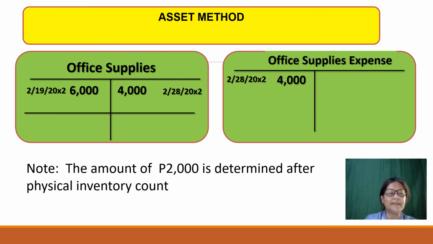So we have to get the difference between the debit of 6,000 pesos and the 4,000 credit in the T account office supplies. So what did you get? Yes, very good, 2,000 pesos. And under the given problem, the amount of 2,000 is determined to be unused. So this is the balance as of February 28, 20X2. As simple as that. Okay.